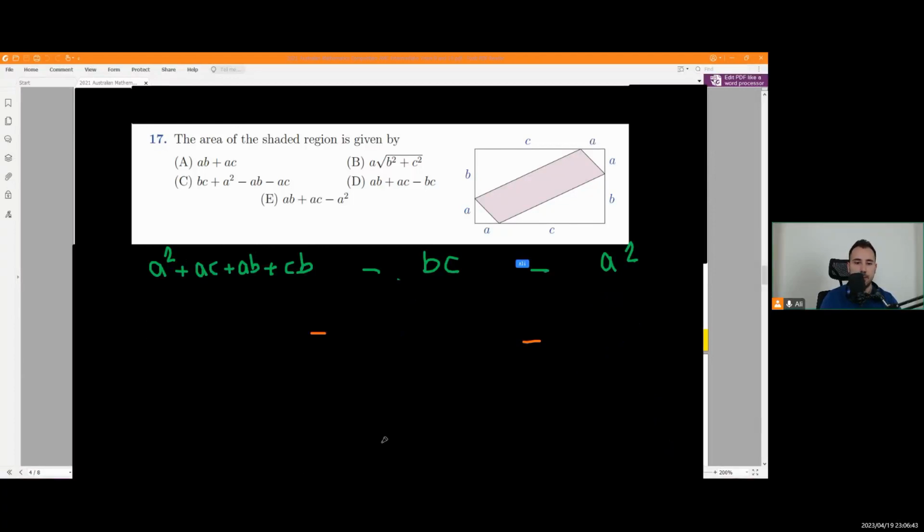Minus this. We know that BC and CB are the same, like 3 times 4 is the same as 4 times 3. These two cancel. A squared is canceled by this. What is left? AC plus AB. Not very difficult, was it?